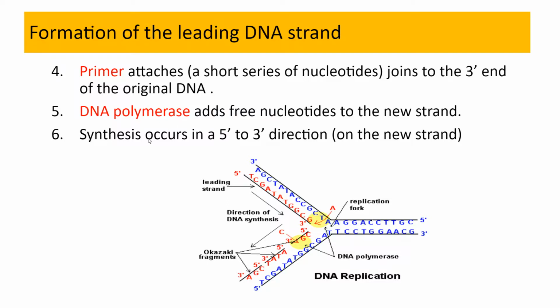As it says here, synthesis occurs in a 5' end to 3' end direction on the new strand. This is something people often get confused by. They're not sure which direction things are going in. On the original strand, which is the blue one, it's going from a 3' end to a 5' end direction because the nucleotides are being added to the 3' end first. The new strand, which is the red one here, is going from a 5' end to a 3' end direction. That is where it's been made. So try not to get confused between that. Okay, learn the directions.